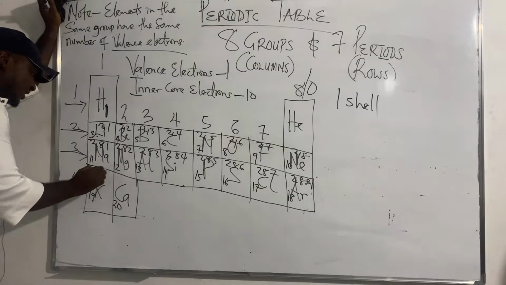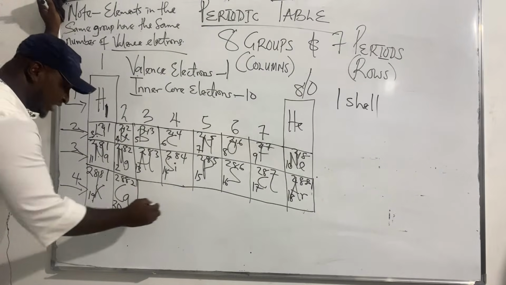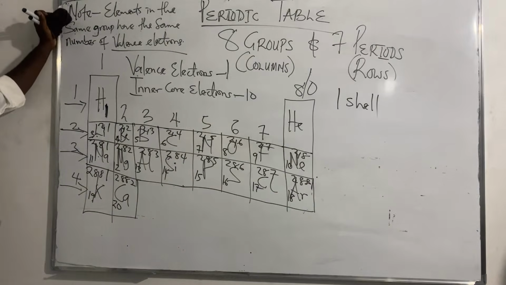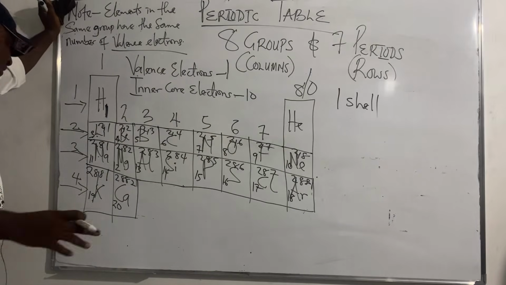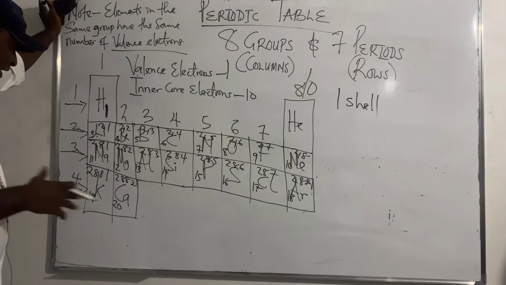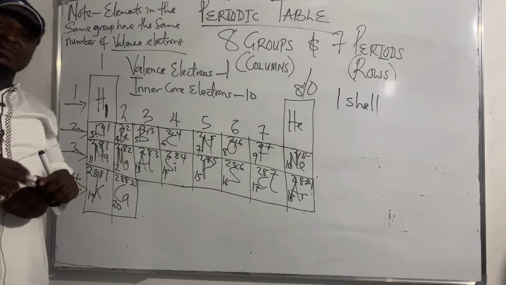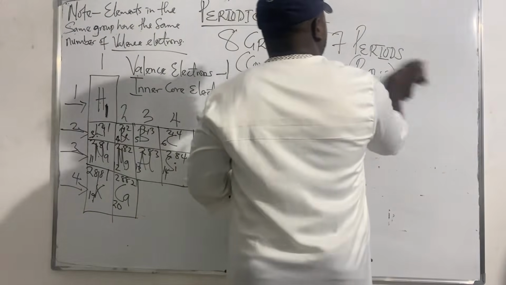2, 8, 8, 1. 2, 8, 8, 2. If I continue with scandium, 2, 8, 8, 3. Continue with titanium, 2, 8, 8, 4. Till you get to chromium, 2, 8, 8, 5. You keep going till you get to copper, then zinc, 30. Yes, they all have 4 shells. So elements in the same period have the same number of shells. Please take notes.